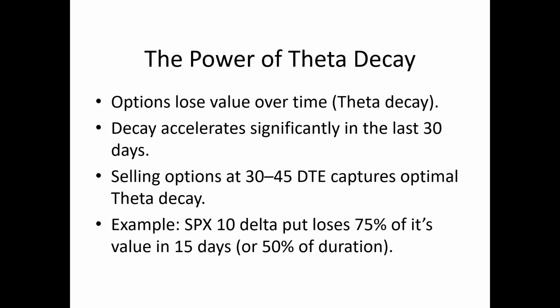When we're dealing with far, far out of the money options, that curve is actually a little bit different. We are not going to dive into that today, but we need to understand that there is still a significant rate of decay in out of the money options in the last 30 days. Now, this is my opinion. Selling options in the 30 to 45 DTE window captures the best or the most theta decay.